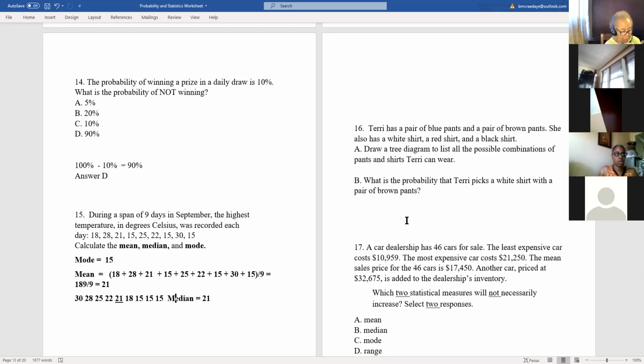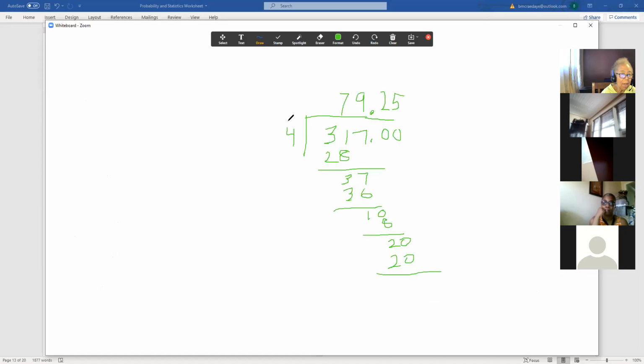Okay, now let's go to 16. They wanted you to draw a tree diagram. Is this okay? So 16, let's see. We had blue pants and brown pants, and we had white shirt, gray shirt, red, and black. Okay, so let's just draw how this would look.